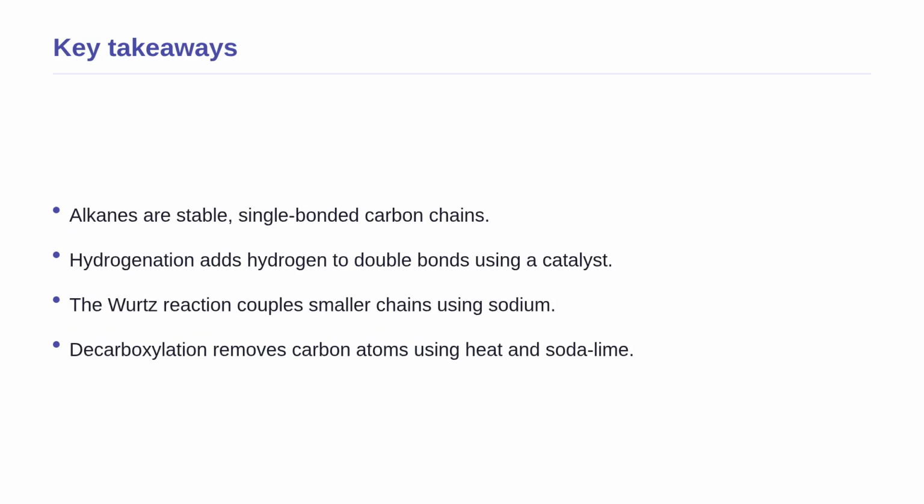We have covered a lot of ground today, so let us review the most important ideas. The preparation of alkanes involves transforming other organic molecules into stable, single-bonded carbon chains. We can achieve this by adding hydrogen to double bonds through catalytic hydrogenation, coupling smaller chains together using the Wurtz reaction, or removing carbon atoms through decarboxylation. The specific method you choose depends entirely on the size and symmetry of your desired final product. Mastering these basic reactions provides the foundation for understanding all complex organic synthesis.